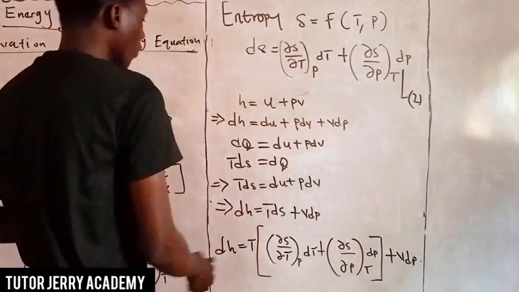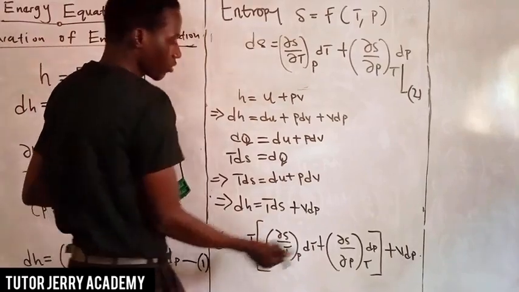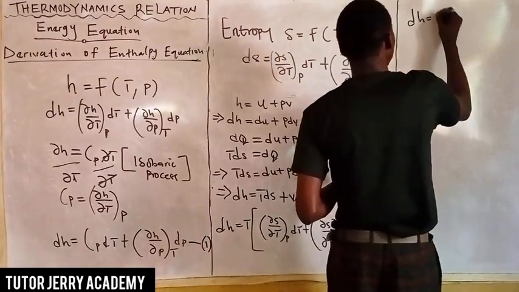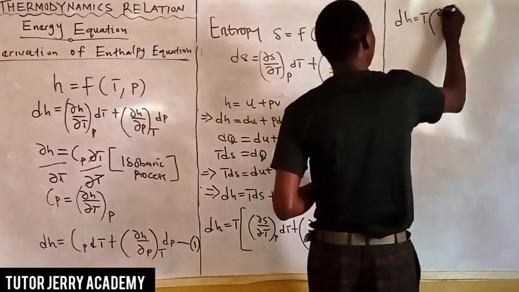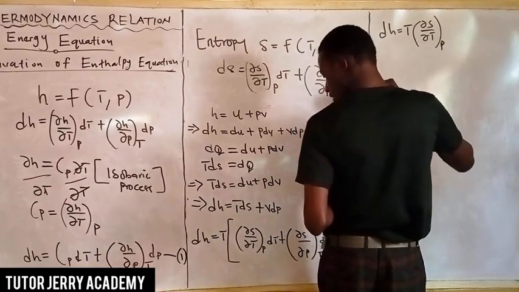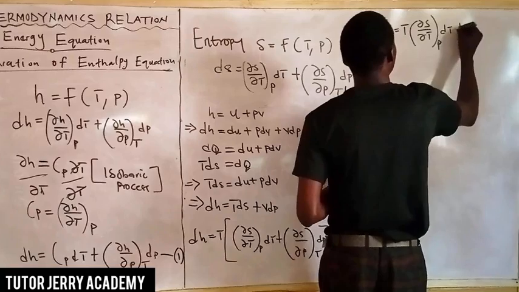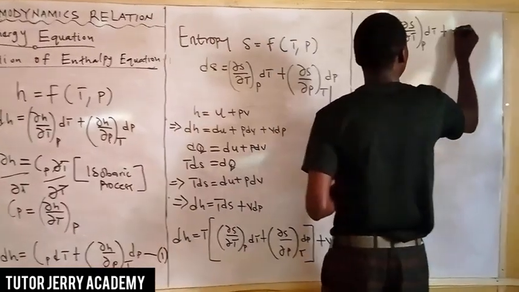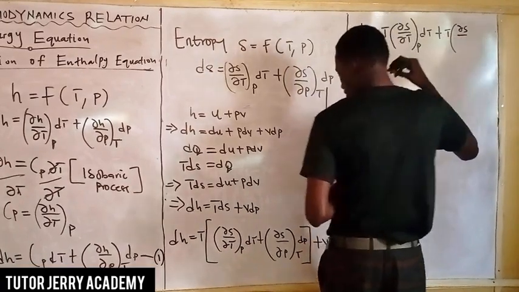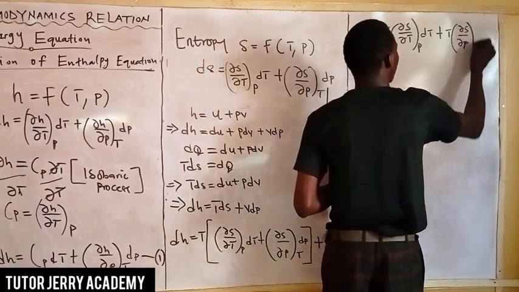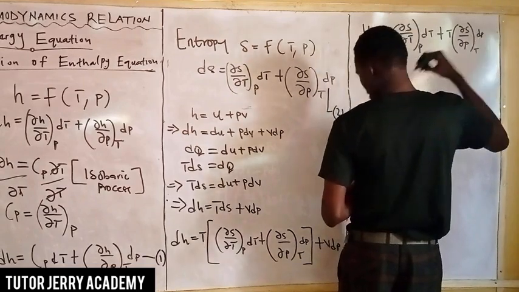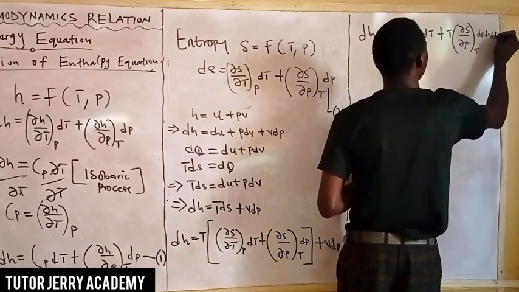So this is what we have. So we are going to be opening this bracket with T. If we do that, we have dH will be equal to T into the bracket of the partial derivative of S over the partial derivative of T, keeping P constant, dT, plus T into the bracket of the partial derivative of S over the partial derivative of P, keeping T constant, dP, plus V dP.